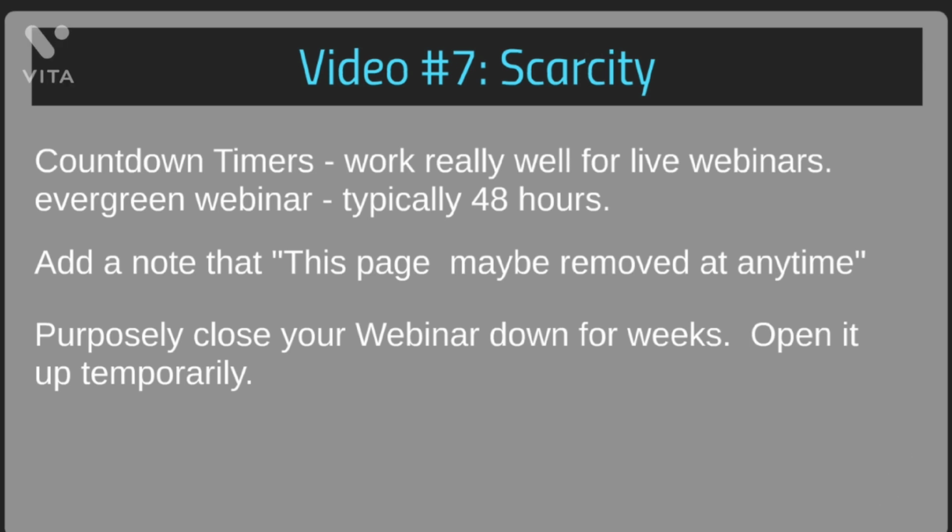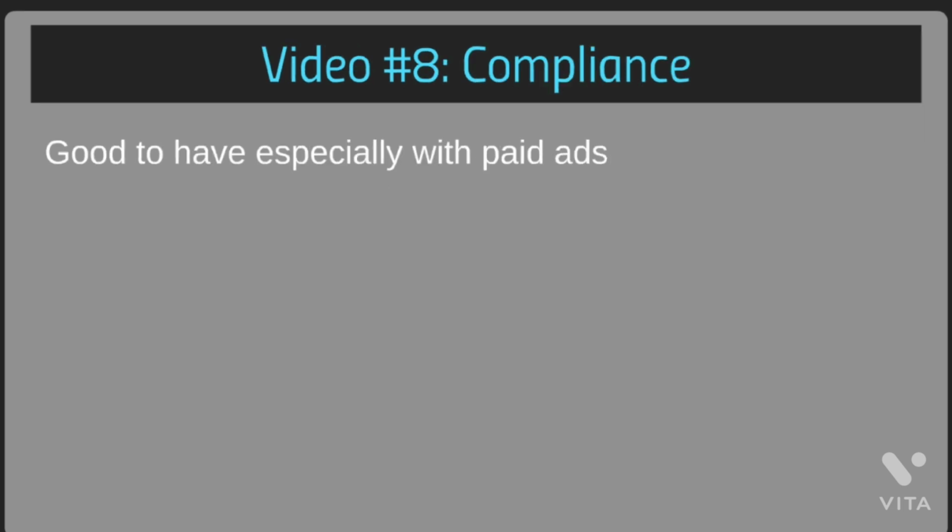So adding scarcity helps. Even adding a note that this page may be removed at any time works well as well. And purposely closing your webinar down for weeks or even months and then opening it up only temporarily for a couple days works really, really well from what we have found. So those are just a few things. As far as countdown timers, Countdown Monkey is a good one. There are a lot of them out there, but that's just one that we have tested and found works really well. So now let's talk about compliance in video number 8.